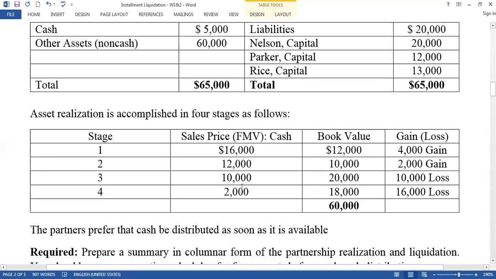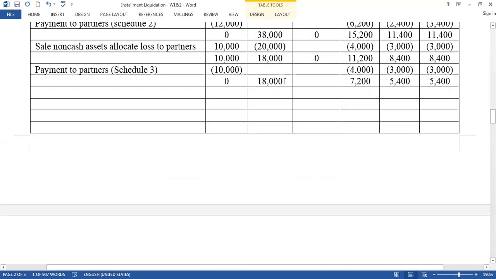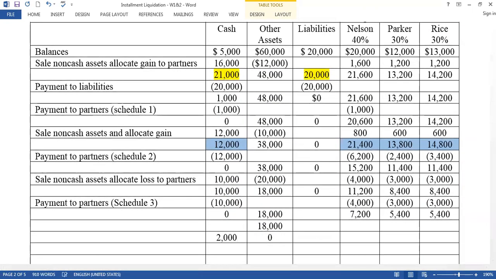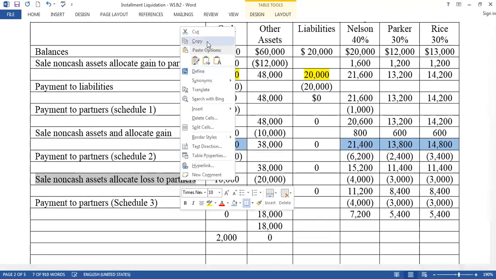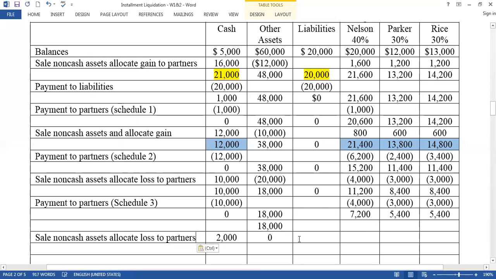Now we are at the last stage. Remaining $18,000, right? We sell all of our remaining asset, so we don't have any future potential loss. Do you understand? We don't have any future potential loss because we are going to sell all our remaining asset. It becomes 0. How much cash do we receive? We receive $2,000 cash. So sell non-cash assets and allocate loss to the partners.